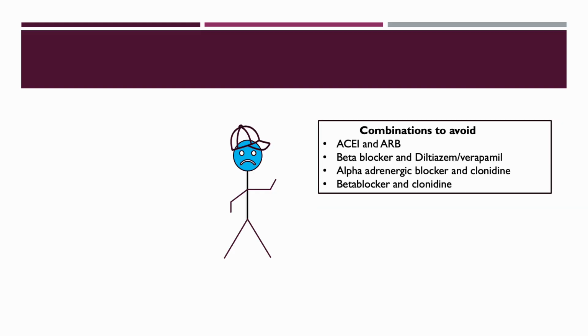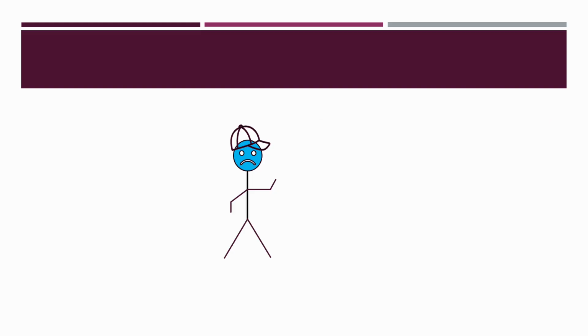Some combinations should be avoided due to increased risk of adverse effects. Like combining ACE inhibitor and ARB is not recommended. Beta blocker and diltiazem or verapamil can have adverse cardiovascular effects. Combination of alpha adrenergic blockers and clonidine should also be avoided. We should also avoid beta blockers and clonidine.